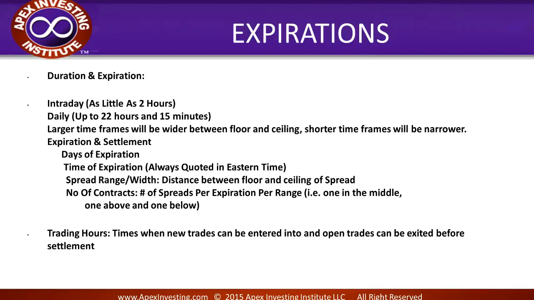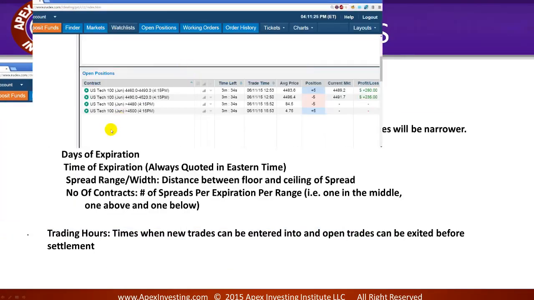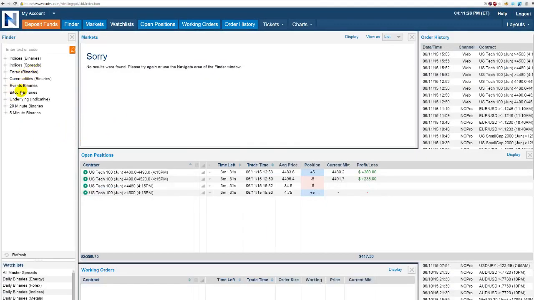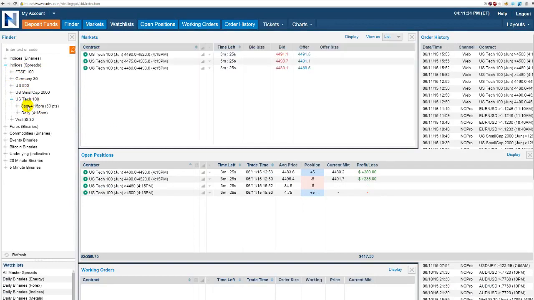And number of contracts is the number of spreads per expiration per range. So there'll be usually 3. And there's also what's known as a master spread, a really wide spread. So when you're looking on Nadex, if I pull up one of these contracts, like if I go to indices, spreads, and I choose US Tech, and I choose the 415s, you'll see 3 of them. If I choose the daily, you'll see 4 because they have a really, really wide one in there. Okay?